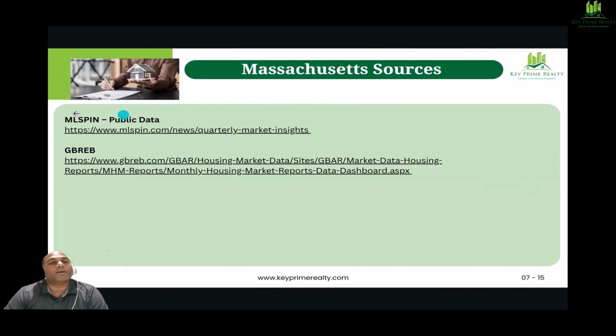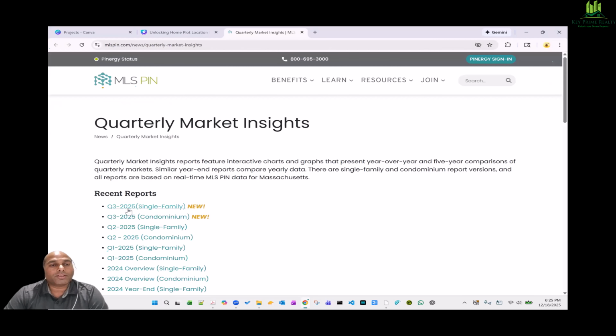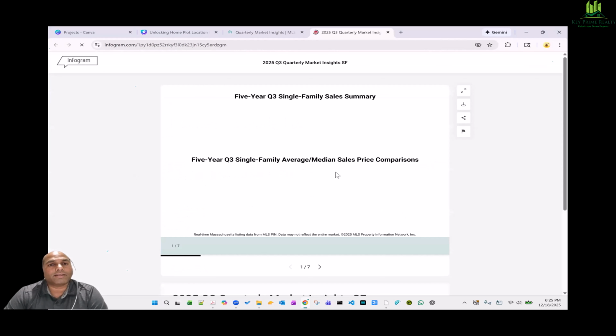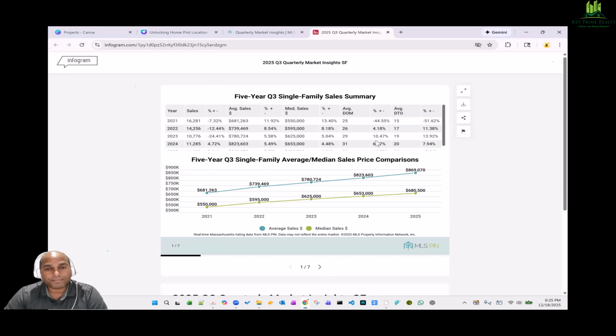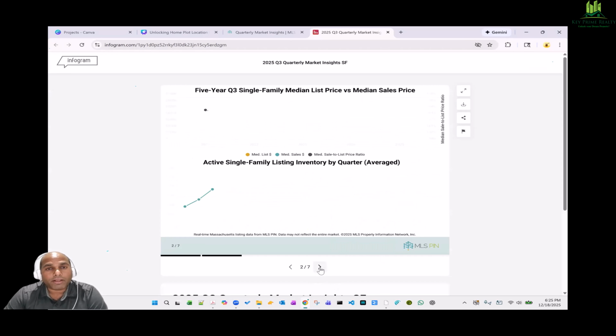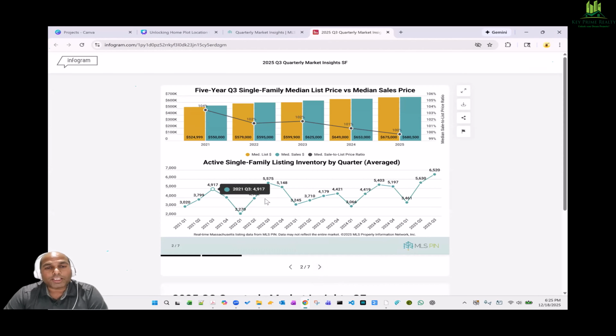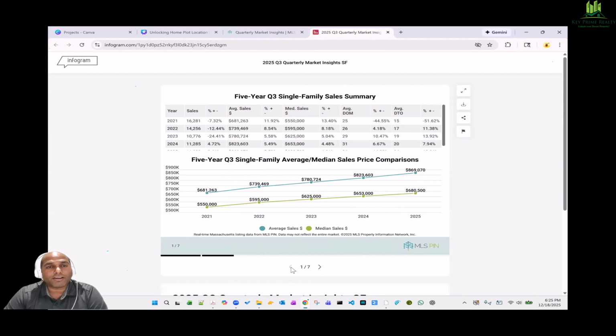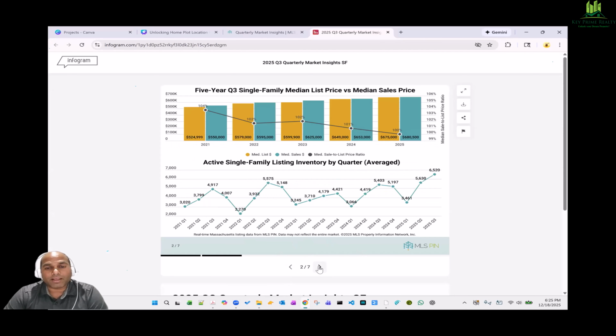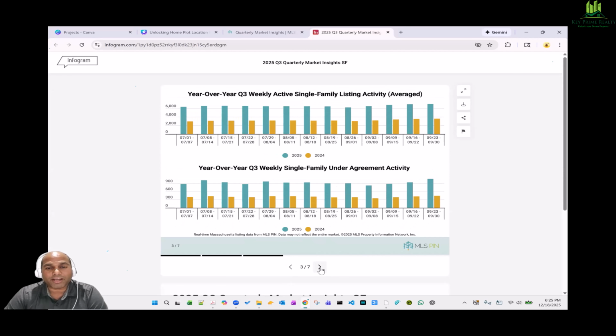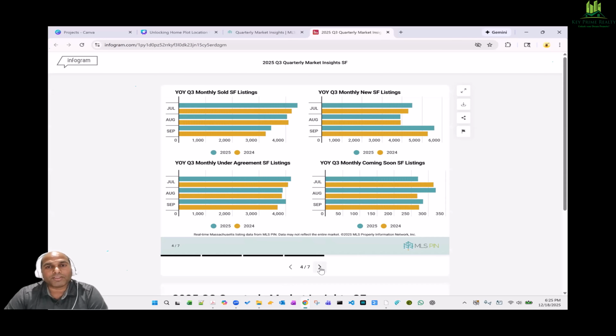MLS PIN, this is our multiple listing service, and these guys have their own insights. Okay, so they do quarterly insights. This is the third quarter 2025. Here they do an excellent visualization of how the prices have been trending, and how it is between condos versus single family. Same thing, how many listings have come on market, what is the list price, what is the sale price, what is the days on market. So this will give us a pretty good insight into the local markets, right?